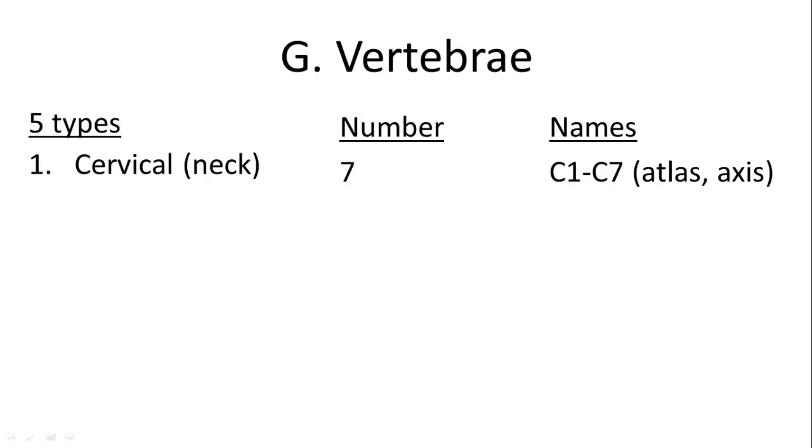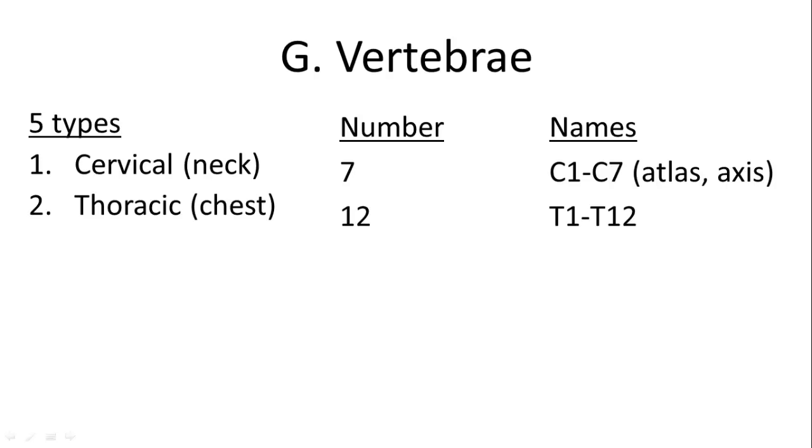The first is C1 and is often called the atlas, and the second is C2 called the axis. They allow for head and neck movement up and down and left and right rotation. The thoracic vertebrae are ones that have connections to ribs, and there are 12 of those. Lumbar vertebrae do not have connections to the ribs and are in the lower back. This is often the site for back injuries.